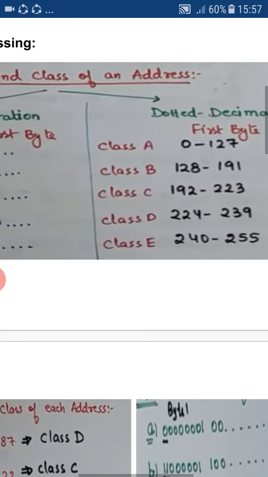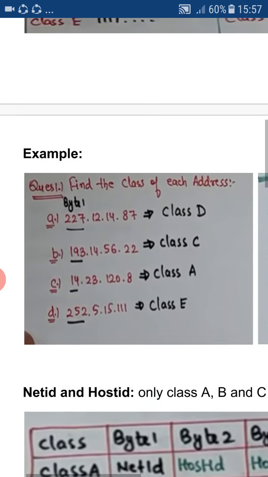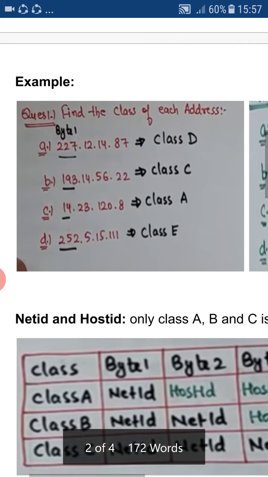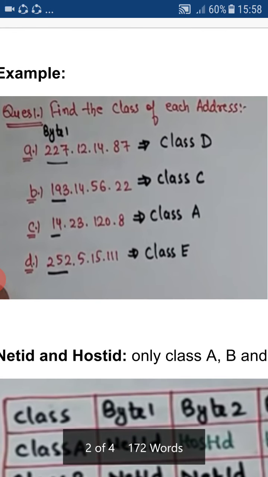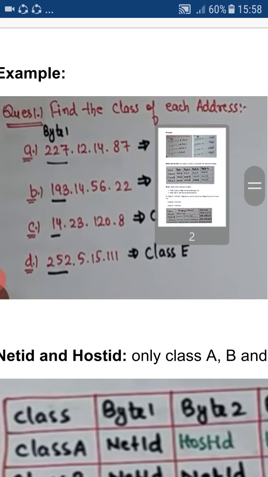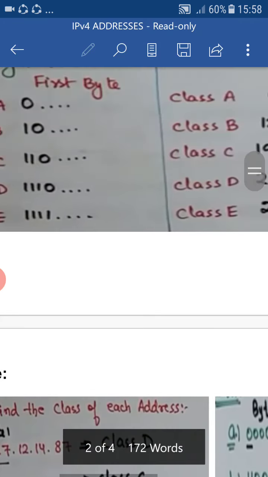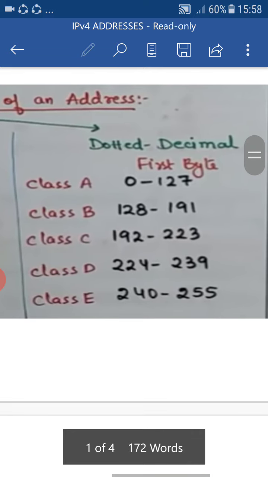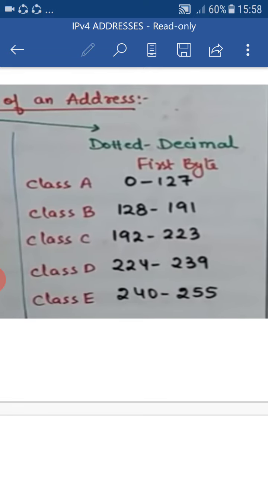We'll explain this concept by taking an example. You can consider this example. Find the class of each address. Now can you guess which type of notation we have? We have the dotted decimal notation. Now to find which class the address belongs to, we are going to observe the first byte. So in the first question, the first byte is 227. For that you can just refer to this table. 227 belongs to class D.